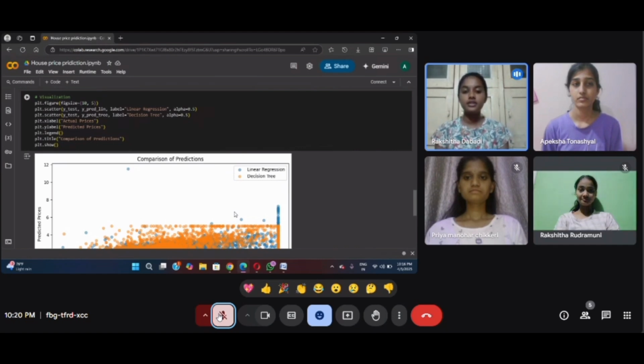The last part of our code is visualization. We create scatter plots to compare the actual house price with the predicted price for both models. Each model's predictions are plotted as a separate series of points: the linear regression predictions in y predict linear, and the decision tree predictions. The closer the points are to the diagonal line, the better the model's predictions match the actual values. Scatter points further from the diagonal line indicate poor predictions. This is our output.